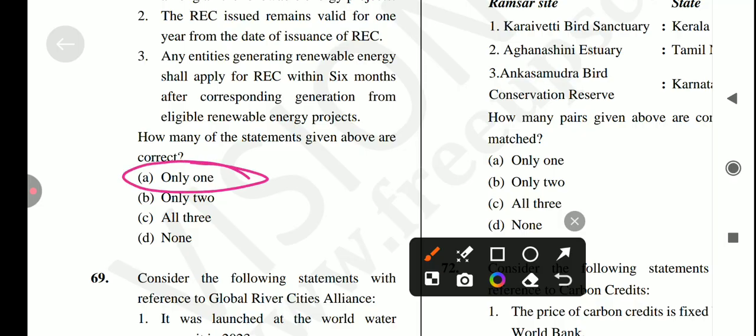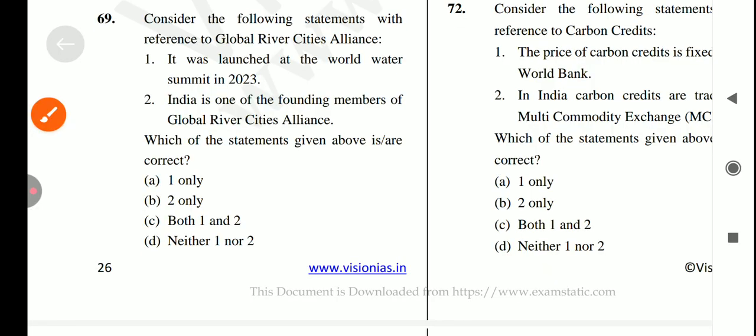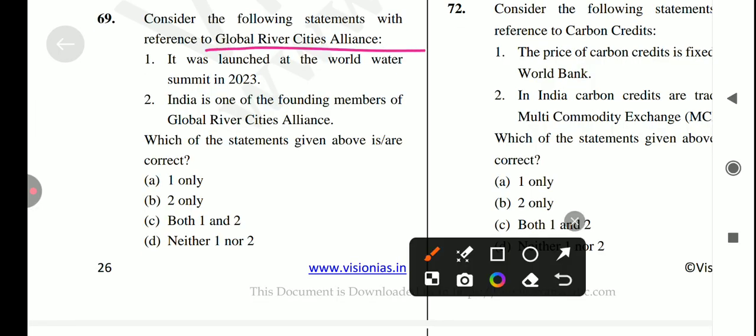Only 1 is correct. Okay, let's come to the next question, which is: consider the following statements with reference to Global River Cities Alliance. So first statement is it was launched at the World Water Summit in 2023. Is it true? No, it's not a correct statement because Global River Cities Alliance is a unique alliance covering 275 plus global river cities in 11 countries, international funding agencies and acknowledged management partners, and is first of its kind of world.